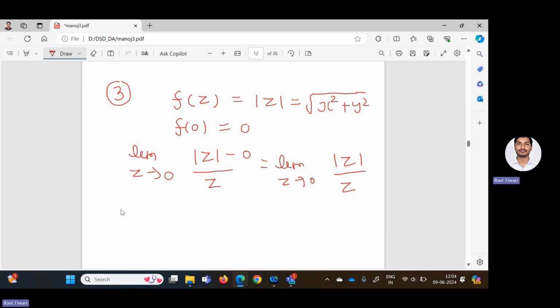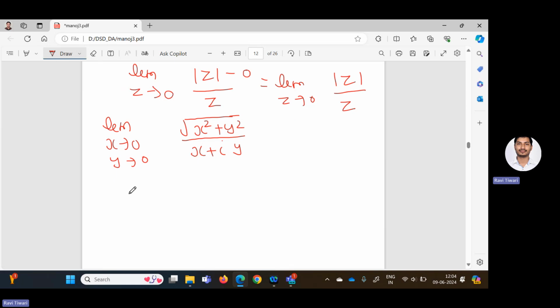Now we can convert this into an xy limit, because this will be easy for us. Limit z tends to 0 means x tends to 0 and y is also tending to 0, and mod z is under root of x square plus y square, divided by z, which is nothing but x plus iy. So finally we get this limit, and again we can check along the x-axis and along the y-axis. If I choose the x-axis, what will be y? y equal to 0.